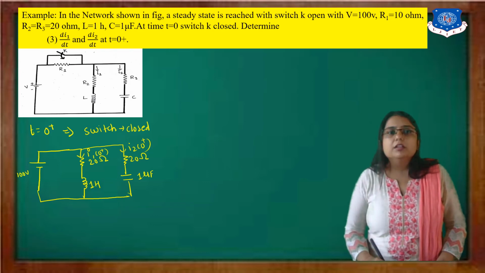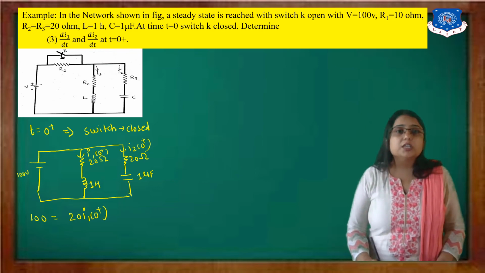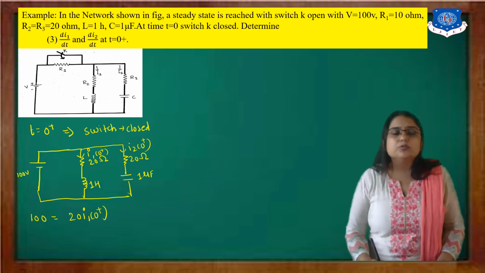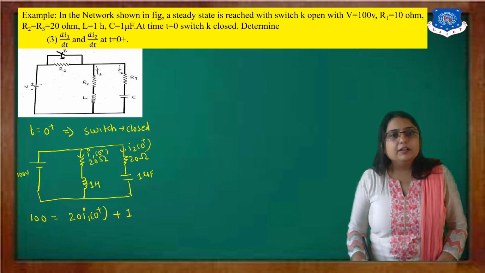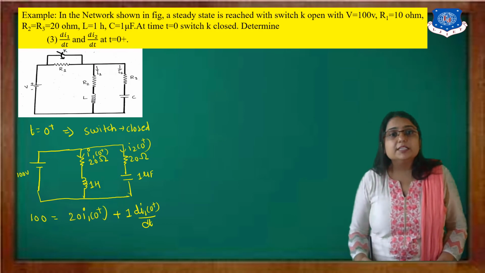Equation is what? See, these two branches are connected in parallel. So directly we will write the equation: 100 equals 20 I1(0+). See, this is a branch current, so no need to write I1 minus I2. Directly we can write I1(0+). If we consider the loop current, then we have to mention I1 minus I2, plus L, that is 1, di1(0+)/dt.